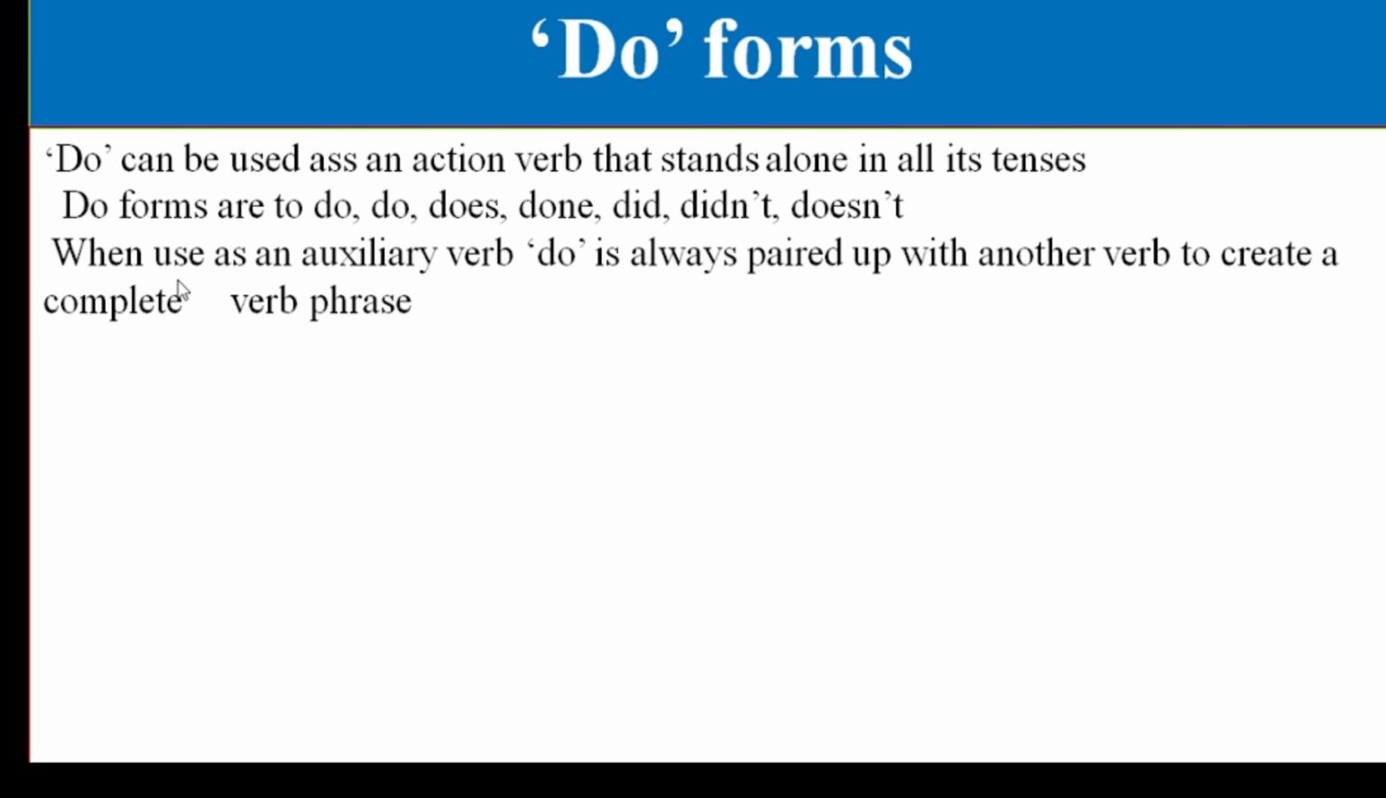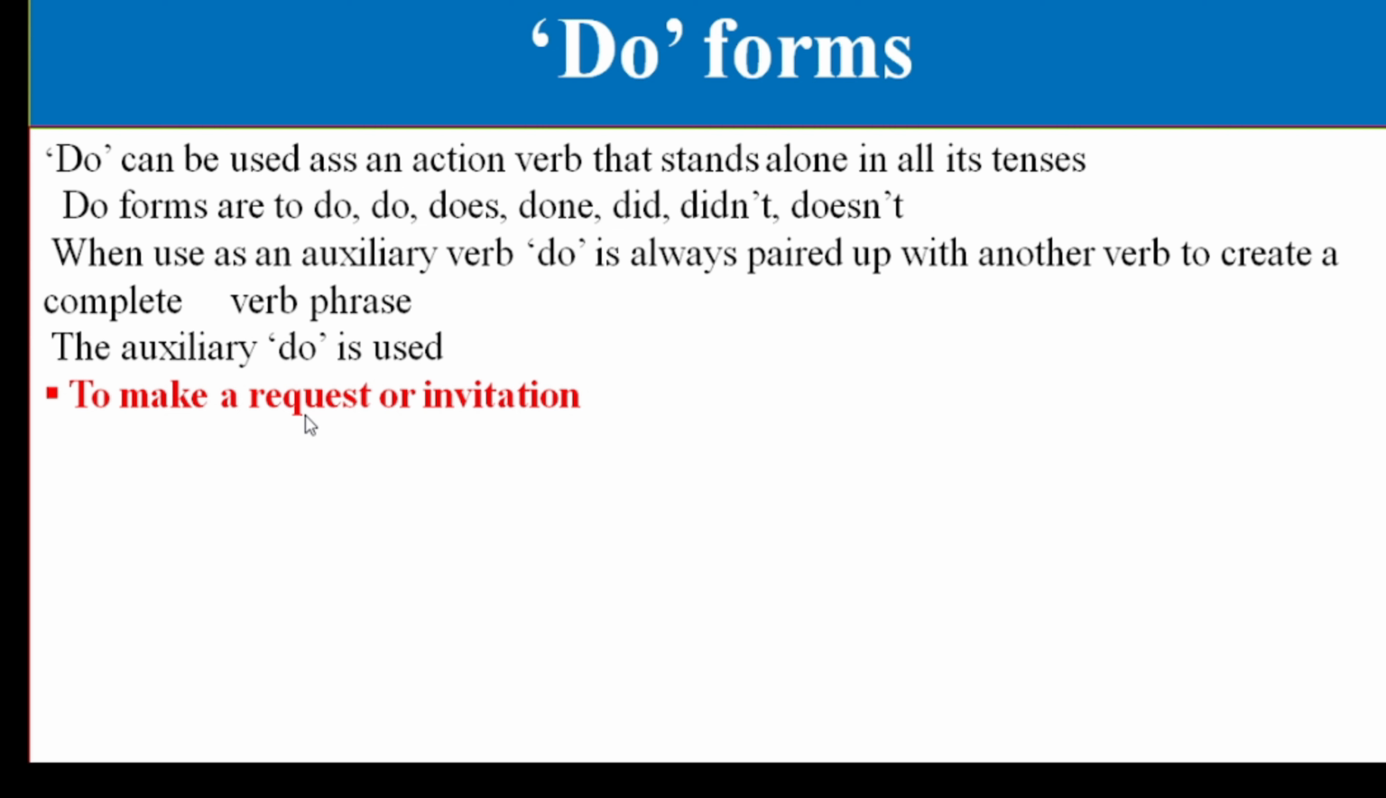So when we use do forms as an auxiliary verb, do is always paired up with another verb to create a complete verb phrase. Look at the example. The auxiliary do is used in different situations, like to make a request or invitation. Example, do attend our party. So here we are using the do form to emphasize the meaning, extending an invitation through this.